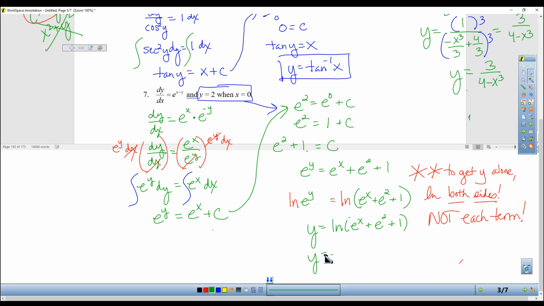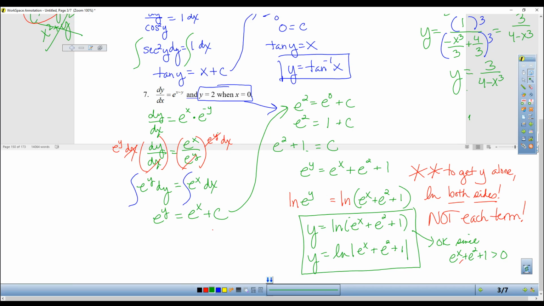Now I am going to change it to absolute value because I don't know what x is going to be. Actually, I don't really need to. I was going to say in case it comes out to be negative, but e to the x is always going to be a positive number. So this is okay since e to the x plus e squared plus 1 is always greater than 0. Okay. I just realized I made this half absolute value and half parenthesis. Okay. Either one of those is fine.